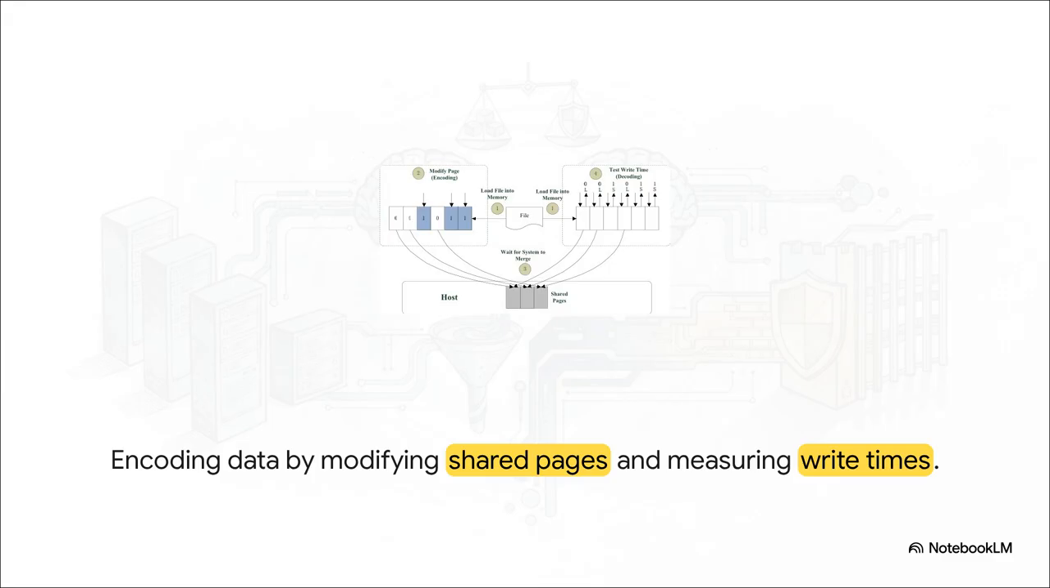Over on the left, you have the sender VM modifying specific pages, which basically encodes a signal. Because the hypervisor had already merged these pages, modifying them breaks that deduplication. Then, on the right, the receiver VM tries to write to its own copy of those exact same pages and times how long it takes. If the write happens fast, it means the page was already modified and unshared by the sender. If it's slow, the page is still shared. Through this covert, timing-based channel, attackers can literally transmit binary ones and zeros straight across the hypervisor boundary.